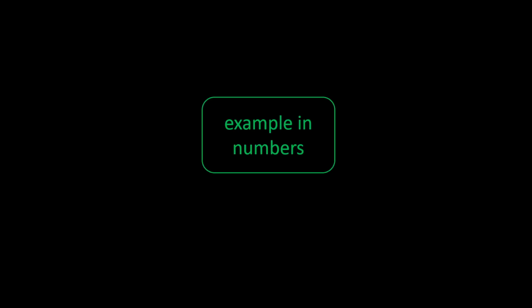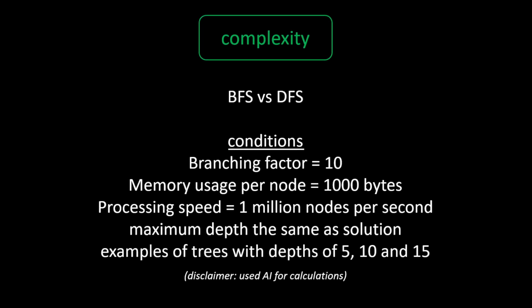We've seen a very good and clear example in the past. Now we haven't got access to that, but we've got a quite similar example. We've used AI to make the calculations, but the point is that we're using statistics to show the difference between breadth first search and depth first search. We've got a tree that's 10 nodes wide, with memory usage and the speed of a computer at 1 million nodes per second processing, no big long depth problems, and we're going to look at trees that are 5, 10 and 15 in depth.